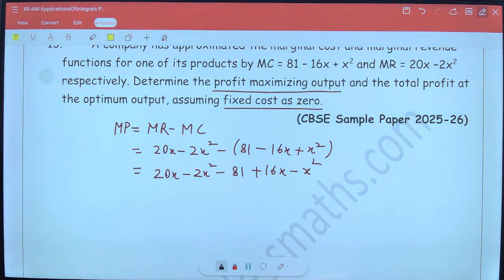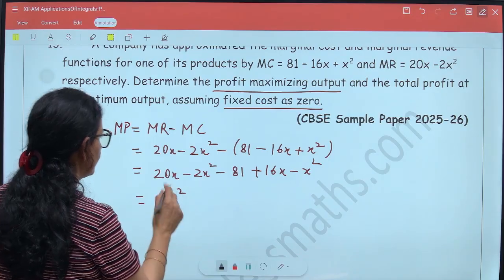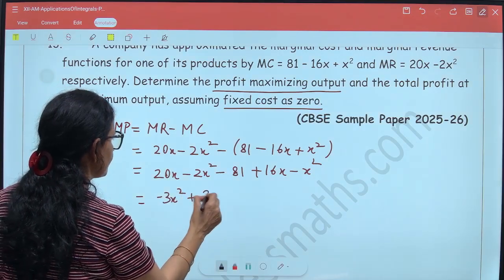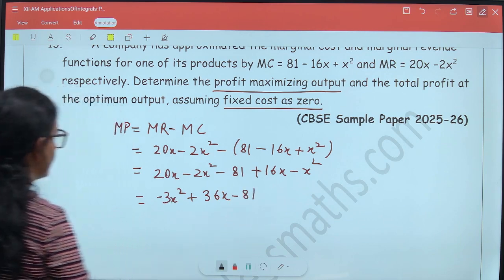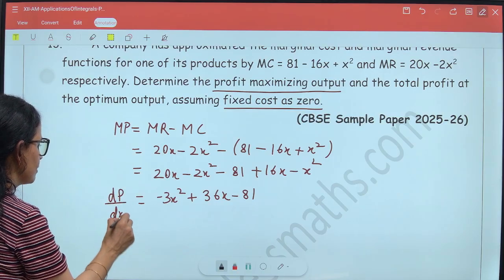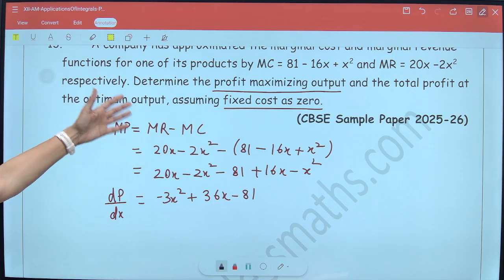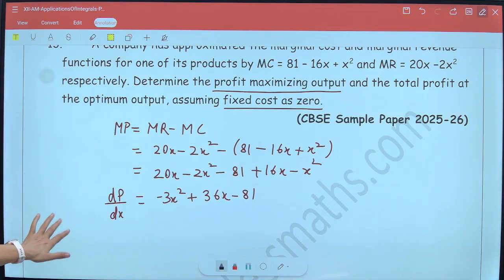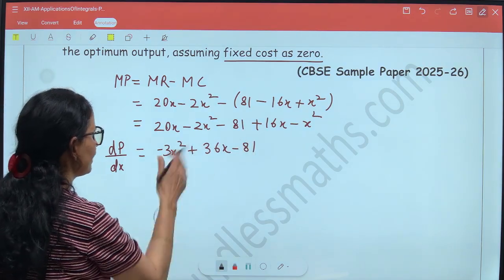So minus 2x square and minus x square becomes minus 3x square. 20x and 16x is 36x and minus 81. So this is dP upon dx, marginal profit. Now the question says determine the profit maximizing output. So when is the profit going to be maximum? How do we find that? Equate dP by dx to 0 and then find the value of x.